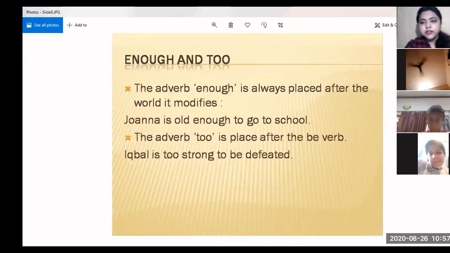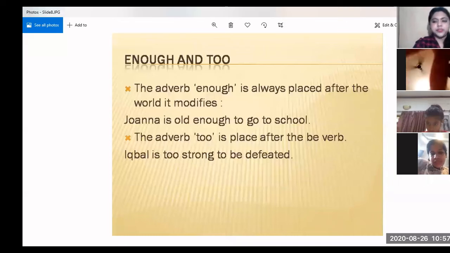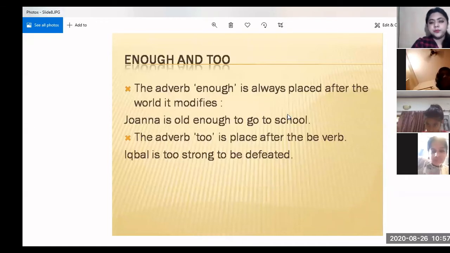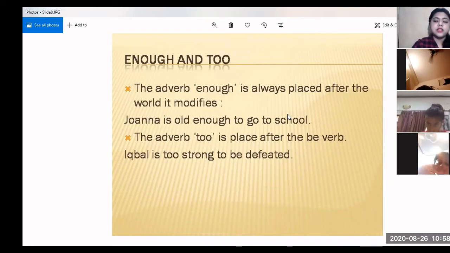Next, there are these two words which are often confused. So I have taken them up. One is enough and the other one is too. Where are they placed? First, what does enough mean? Enough means a sufficient amount. When we are trying to say that something is sufficient for us, then we say enough. The adverb enough is placed after the word it modifies, right after that word.